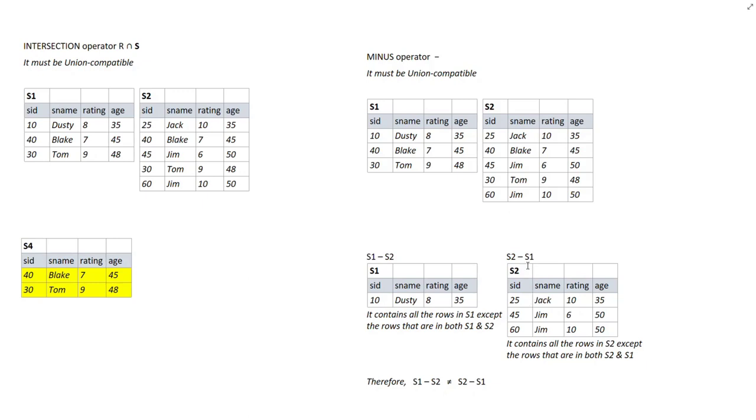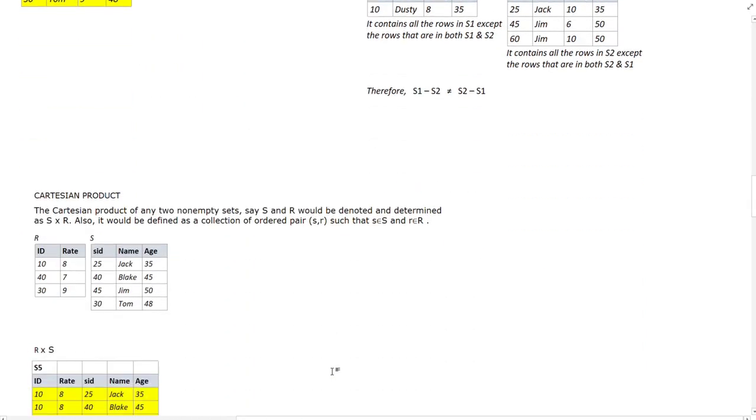The same is true if we do, say, S2 minus S1. We say we want everything that is in S2 except the ones that match in S1. So again, the SID 40 and 30 both exist in here, so we don't include them, and of course we don't include anything from S1. Therefore, these two subtractions, or minus I should say, are different.